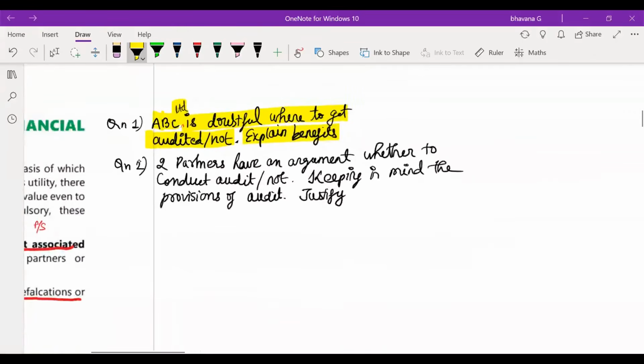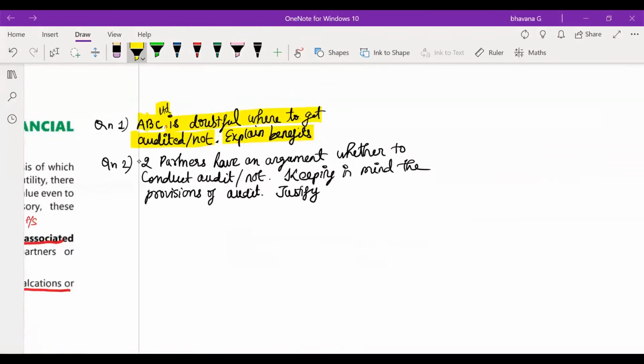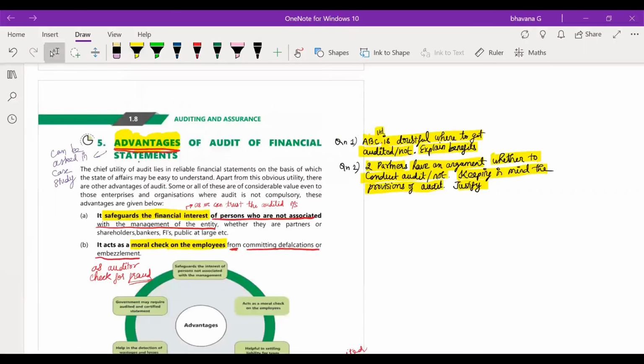Okay. Next, they will ask this other question. Two partners have an argument, whether to conduct audit or not. Keeping in mind the provisions of audit, justify. Here also you will tell them the advantages of auditing of financial statements so that they are able to take a decision. Okay. So like this, questions they can ask you in the exam.